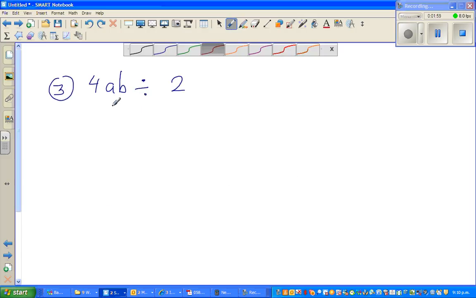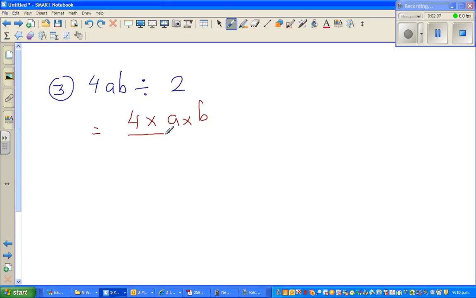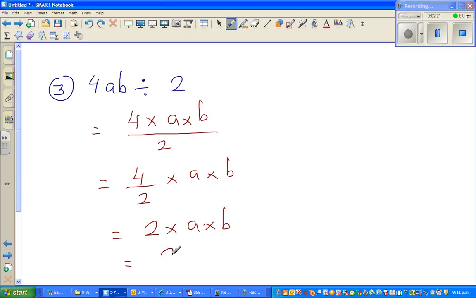Let me change color for the sake of changing color. So this is 4ab divided by 2. I'll write this like this: 4 times a times b divided by 2. That is the same as 4 divided by 2 times a times b. 4 divided by 2 is 2, times a times b. If you go step by step, it all makes sense. So the answer is 2ab.